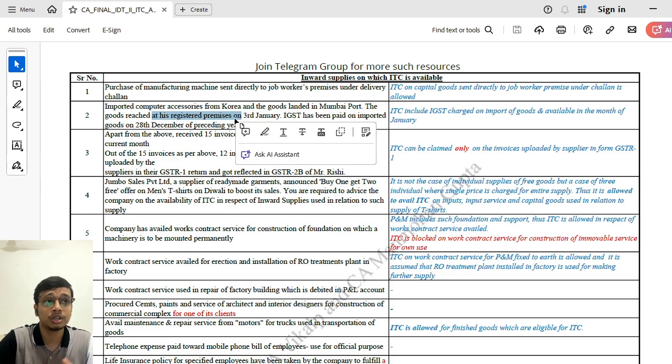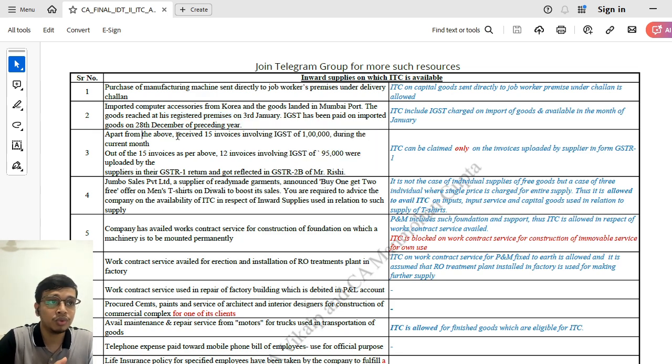Next, import of computer accessories from Korea, and goods landed at Mumbai port. Goods reached the registered premise on 3rd January. IGST had been paid on 20th December of the preceding year. It means that we had already paid IGST last month, but the goods have been received in this month. But ITC can be claimed in the month in which the goods have been received. So IGST can be claimed in the month of January.